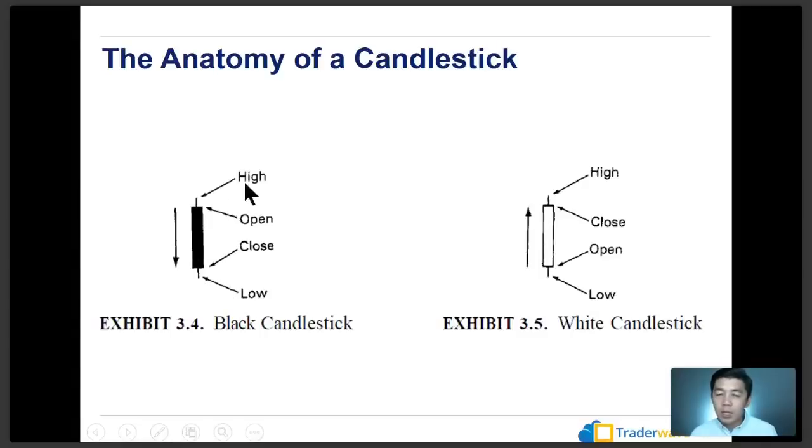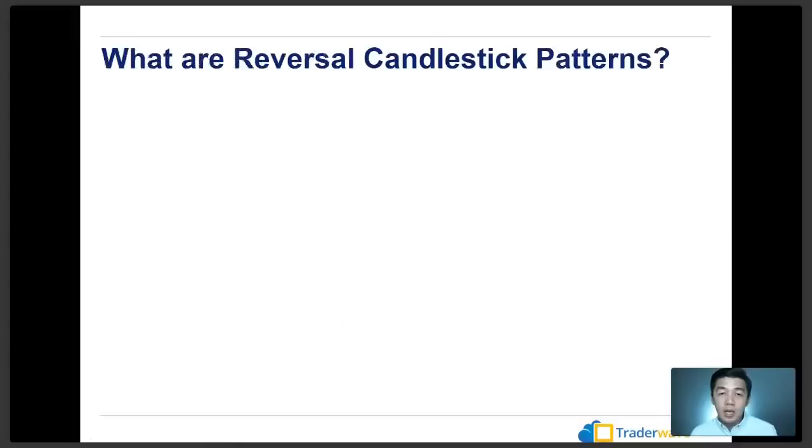That's what we call the intraday high and the intraday low. So both ends are the intraday high and intraday low, right? So this is the anatomy of a candlestick. And now that you know the construction of one candlestick, what exactly are reversal candlestick patterns?